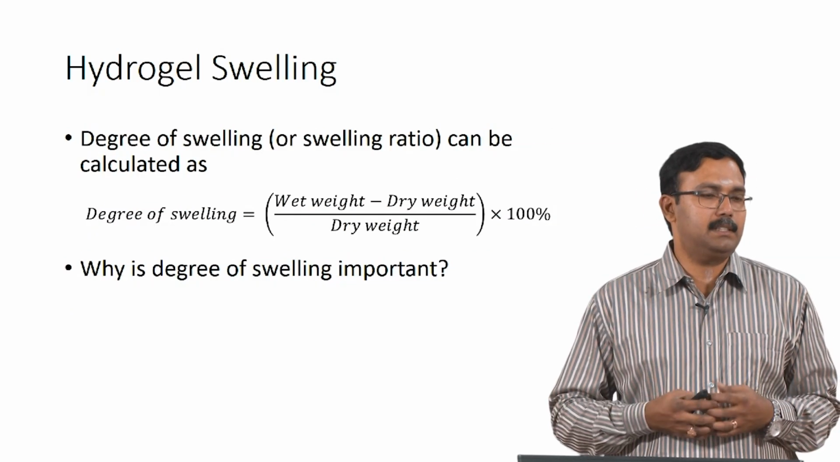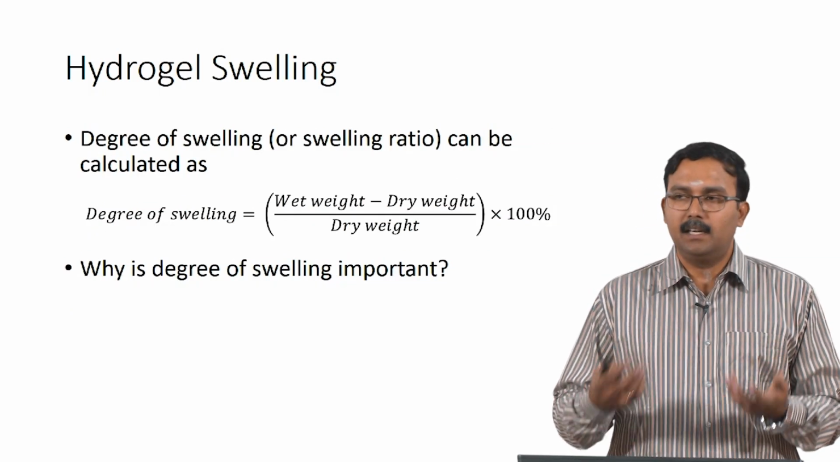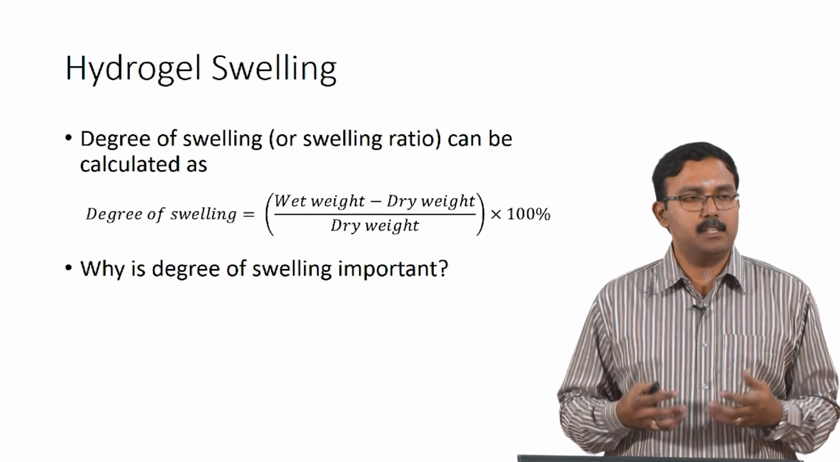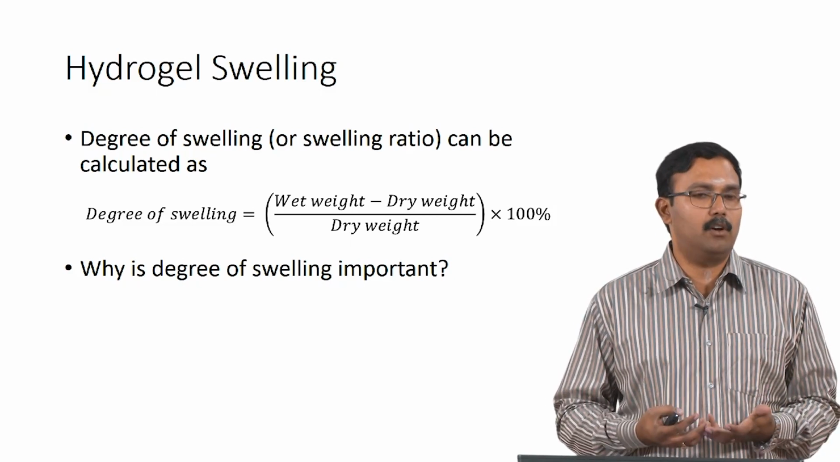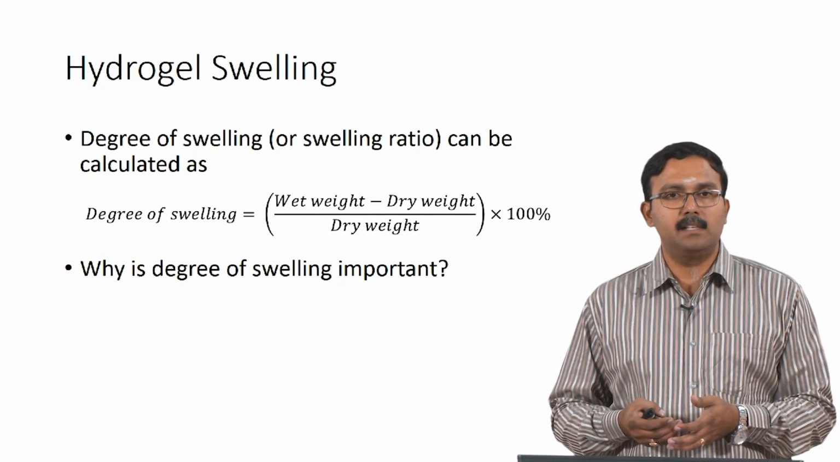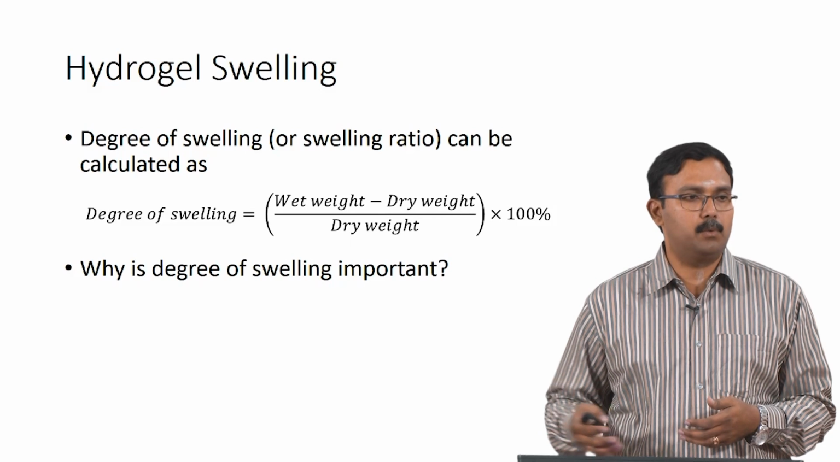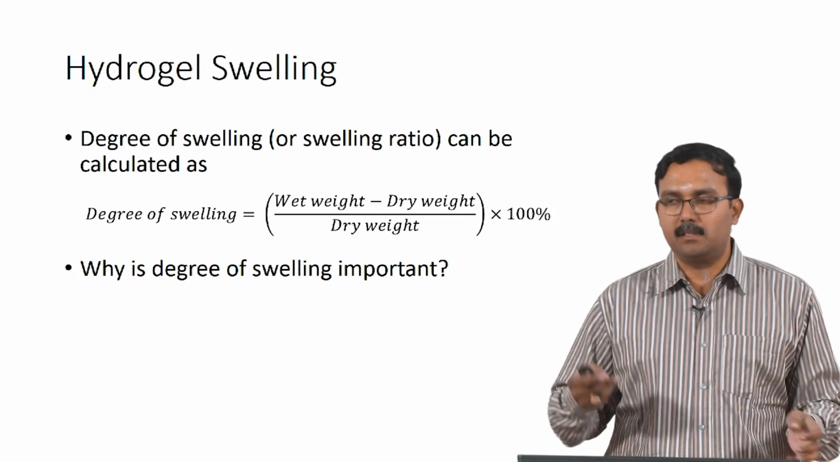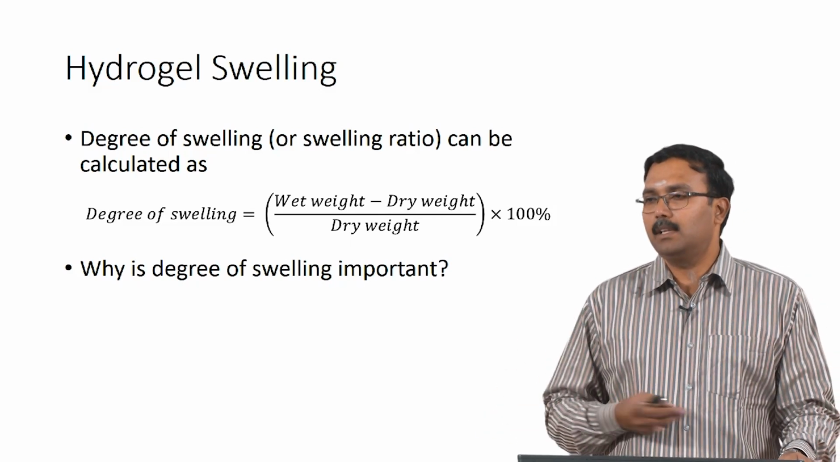So, to understand and quantify hydrogel swelling, a term called degree of swelling or swelling ratio is used. This is calculated as wet weight minus dry weight divided by dry weight times 100. Okay. So, you just take the hydrogel. There are different ways you can do it.